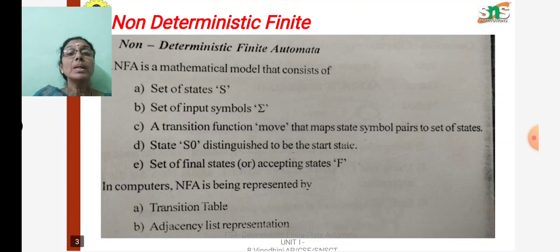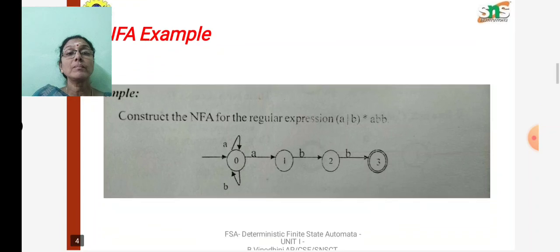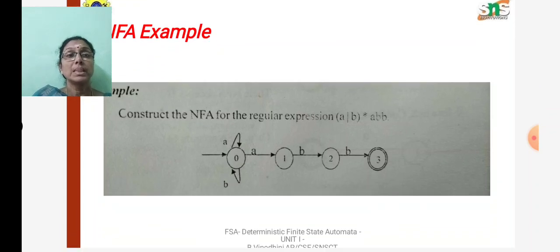The NFA is represented either by a transition table or by an adjacency list representation. We are representing the non-deterministic finite automata. For example, consider this diagram. This is the diagram for the regular expression which accepts (a or b) closure followed by a b b.